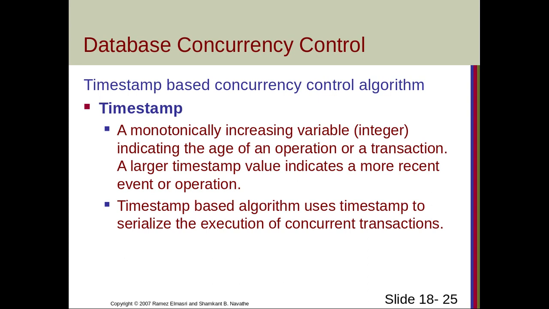For example, suppose that you have a transaction T1 and transaction T2, and suppose that transaction T1 is older compared to transaction T2, then the timestamp of T2 will be greater than the timestamp of T1. That means the earlier you start a transaction, the value of the timestamp of the earlier transaction will be less. The timestamp of a newer transaction will be more.